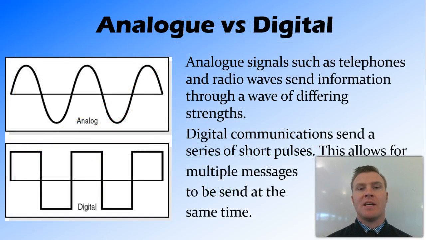There are two types of signals that can be sent when transmitting communication. You can send that signal in an analog form. For example, telephones and radio waves that we've already looked at use differing strengths of a wave to transmit in an analog way. Digital communications, rather than a differing strength, sends a series of pulses, so an on or off. And what this allows for is multiplexing, where multiple messages are sent at the one time.